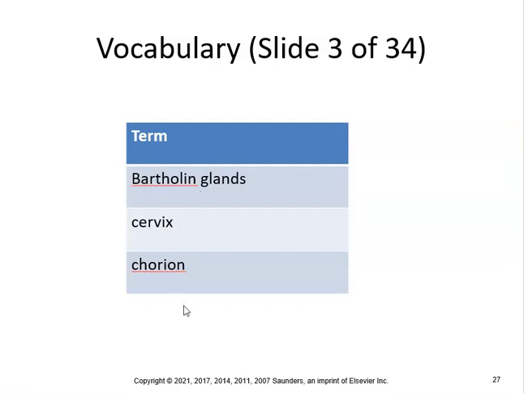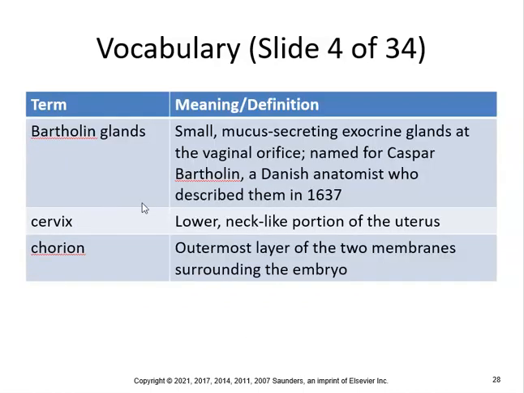Bartholin glands, cervix, and the chorion. Bartholin glands are small mucus-secreting glands at the vaginal orifice, named for Caspar Bartholin, a Danish anatomist who described them in 1637. Okay. Cervix is the lower neck-like portion of the uterus, and the chorion is the outermost layer of the 2 membranes surrounding the embryo.